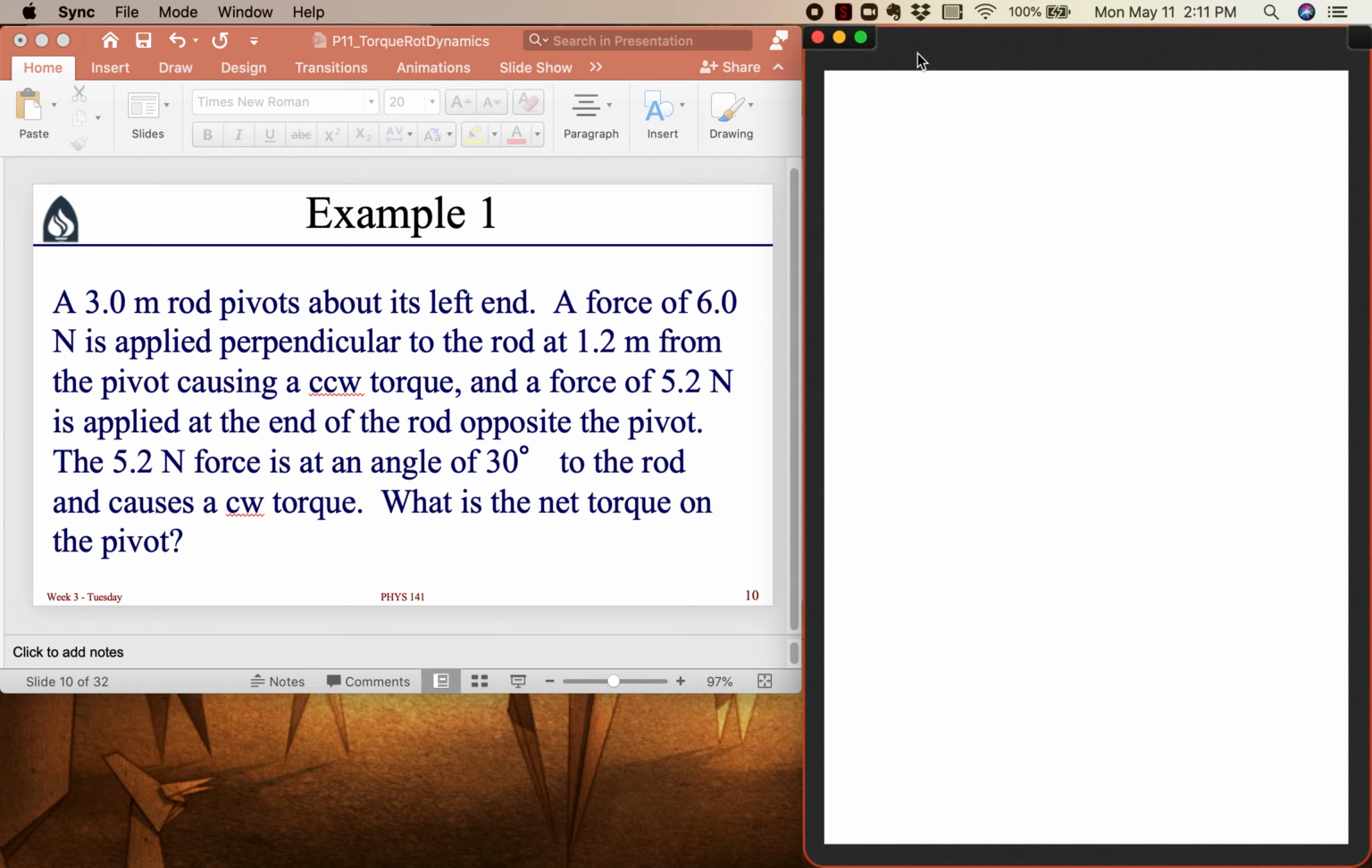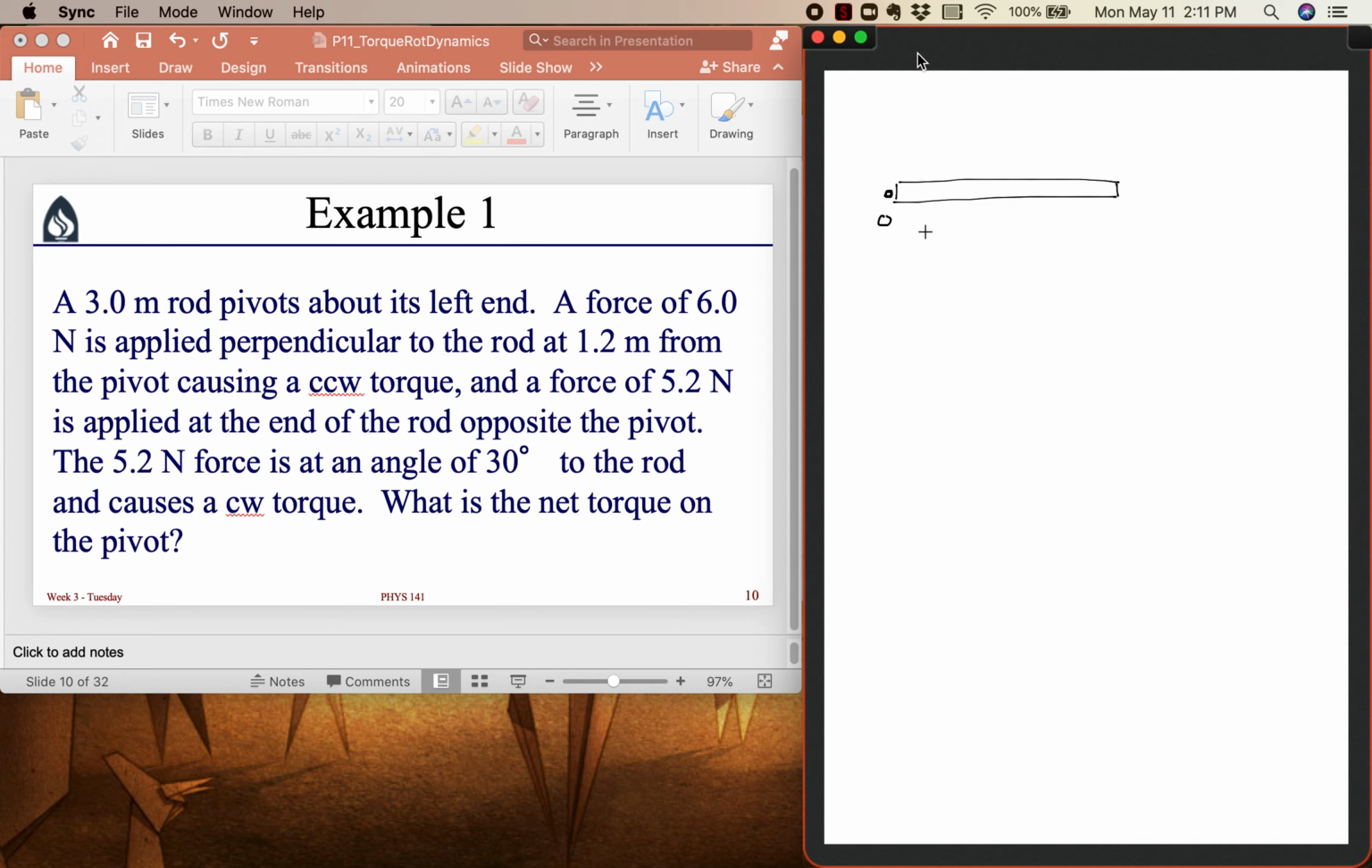So to solve this problem, the first thing we'll need to do is draw a picture showing all of the forces on this rod and their directions. So first off, here is the rod. And we know that this rod pivots about its left end. So that means I'm going to put the origin here at the pivot point.